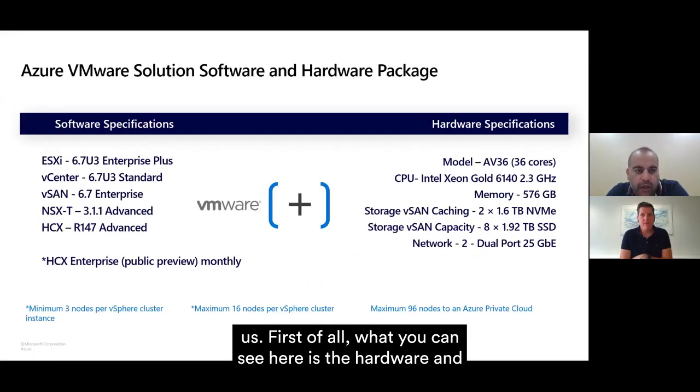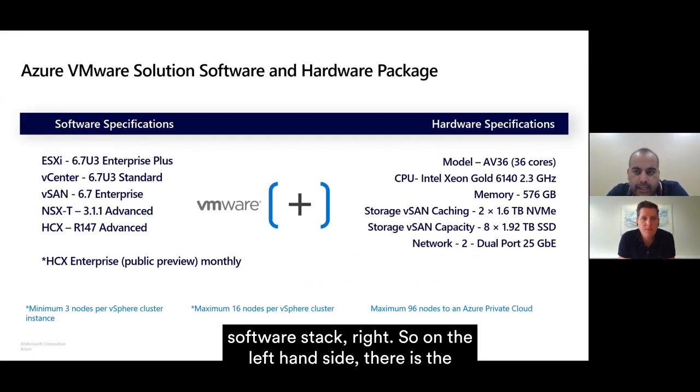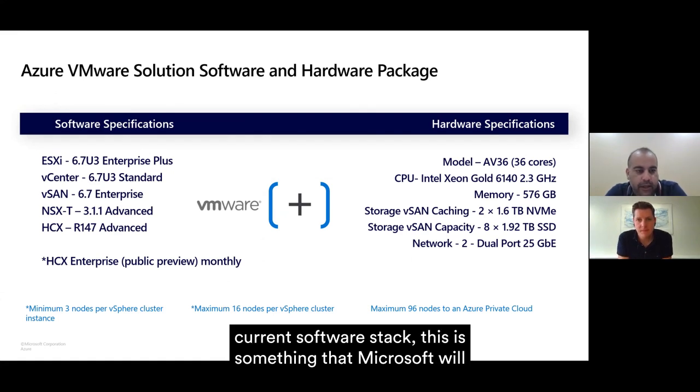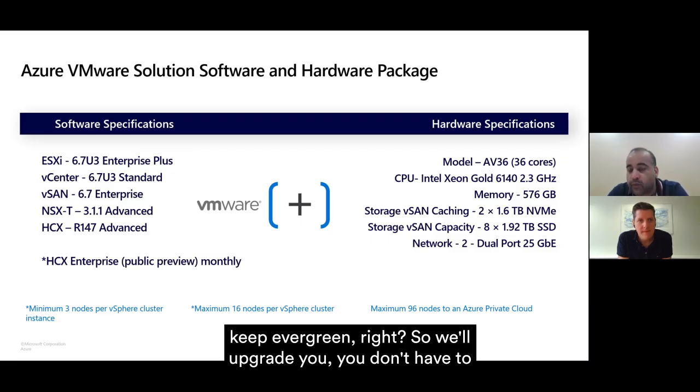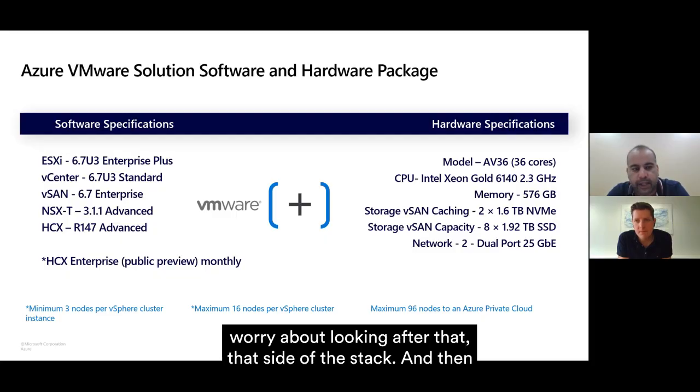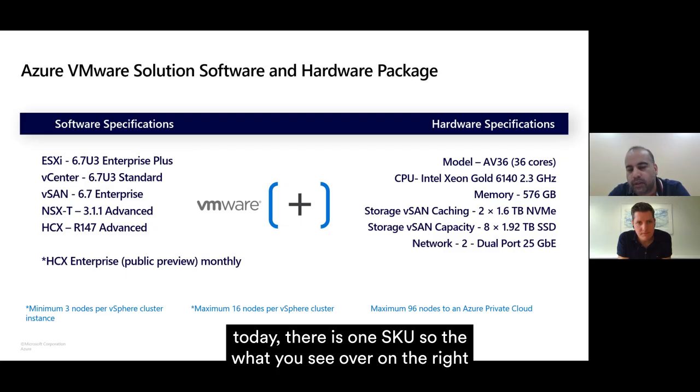First of all, what you can see here is the hardware and software stack, right? So on the left-hand side, there's the current software stack. This is something that Microsoft will keep evergreen, right? So we'll upgrade you. You don't have to worry about looking after that side of the stack. And then today there is one SKU. So what you see over on the right-hand side.